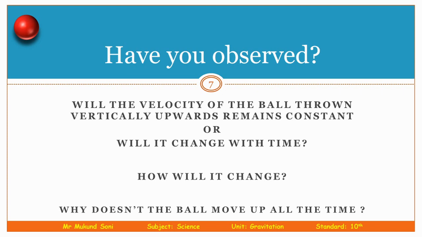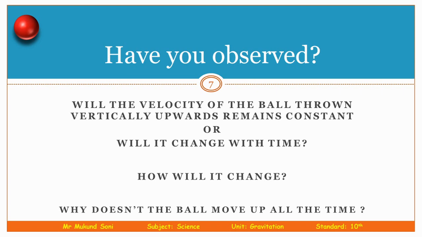So when you throw the ball upward, its velocity does not remain constant. Yes, it changes with time. How will it change? It will change because when you throw it upward, the Earth, the planet, will try and attract it towards its center. That is the concept of gravity. It pulls everything towards the center of the heavy object.